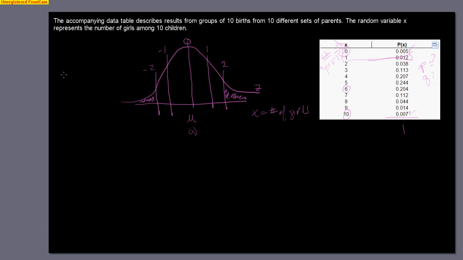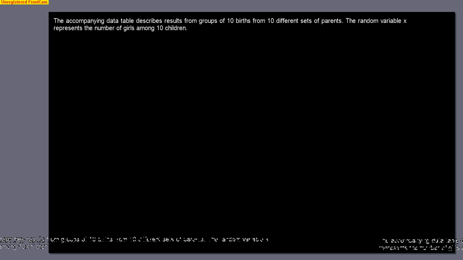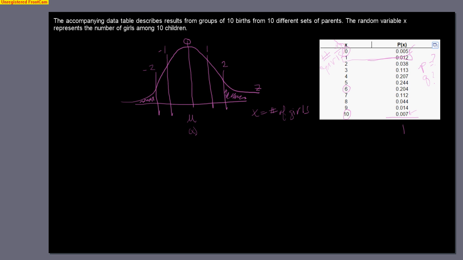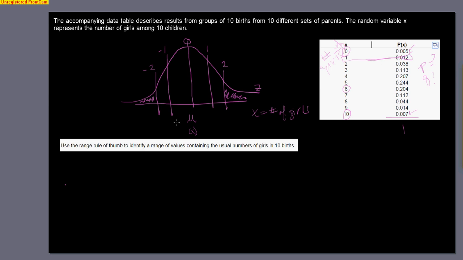So when we look at the question here, we need to use the range rule of thumb to identify a range of values containing the usual numbers of girls in 10 births. So in other words, what they're asking us here is, what are these lines? Where do things start to get unusual? What are these 2 values of x? Because we know things get unusual outside of 2 standard deviations. So how do we find these values?